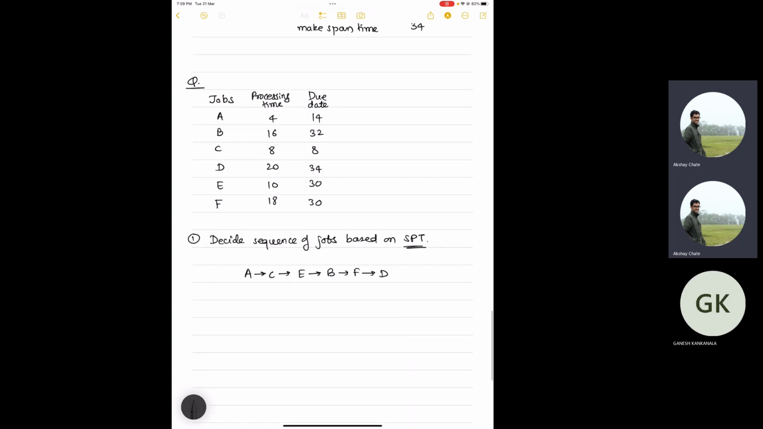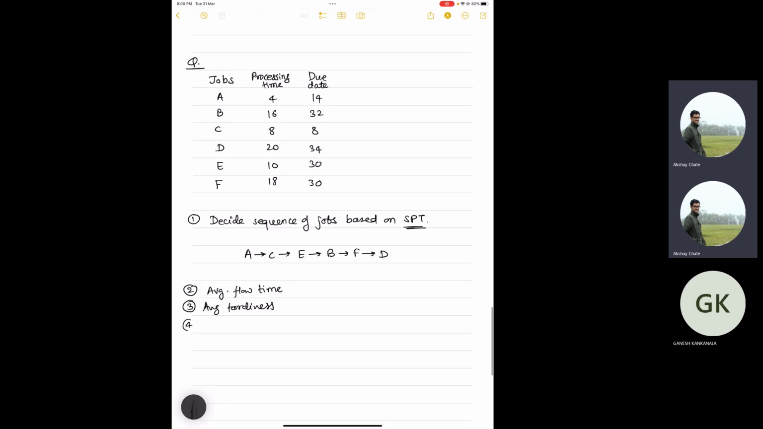Now, typically, the things that are asked are average flow time, average tardiness, and average number of jobs. So these are typical things that are expected in this type of question.